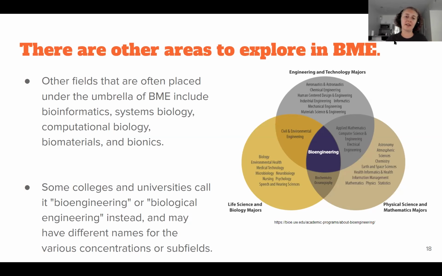Biomaterials we just talked about in the context of implants, and then bionics we talked about a little bit in the context of signal processing, but again, that could be considered like either robotic limbs or robotic surgeons.